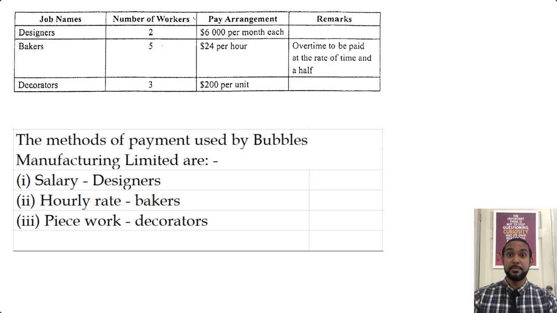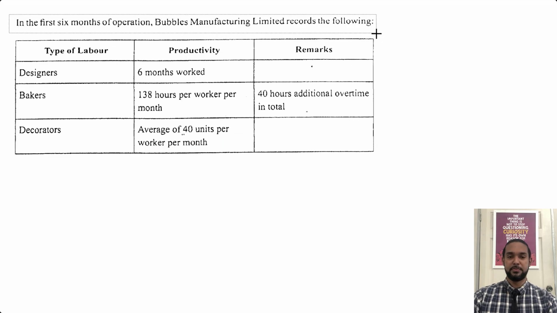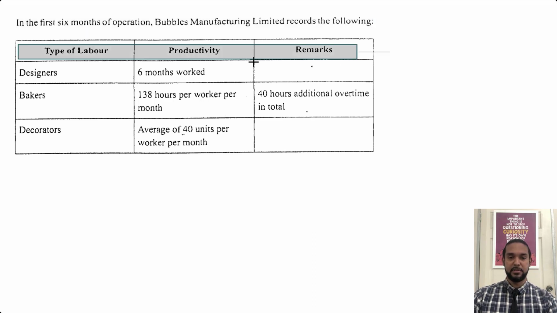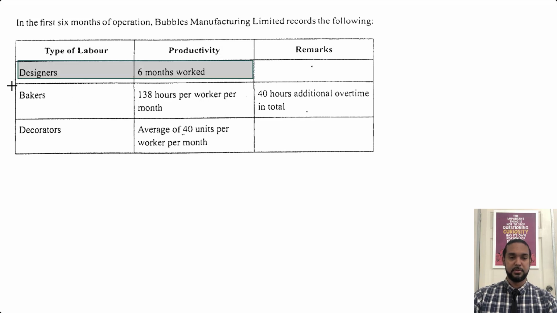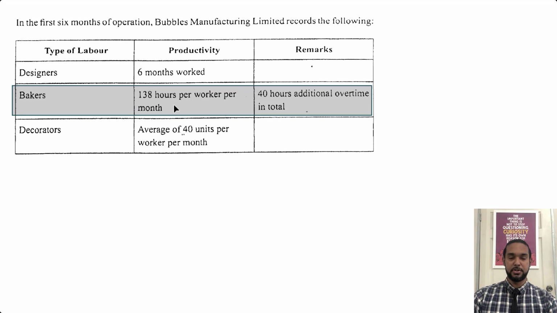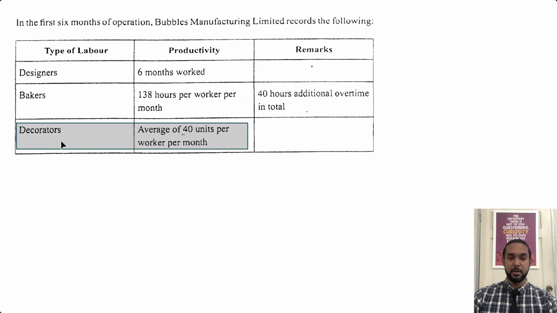Okay, let's take a look at the next part of the question. So part C reads as follows. In the first 6 months of operation, Bubbles Manufacturing Limited records the following. So it says type of labor, productivity, and remarks. So for designers, they work 6 months. For bakers, they work 138 hours per worker per month. So pay attention to that breakdown. And 40 hours additional overtime in total. And for decorators, there's an average of 40 units per worker per month.